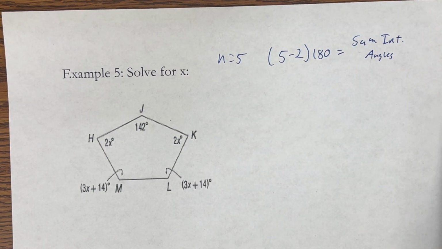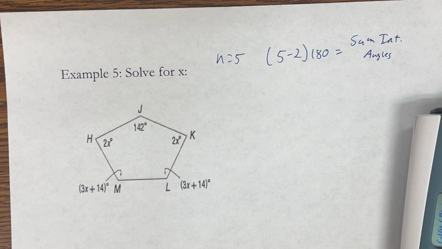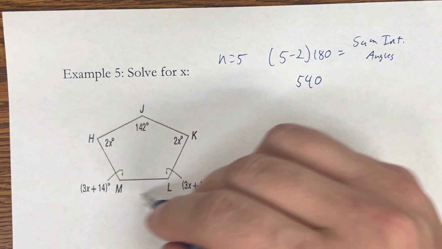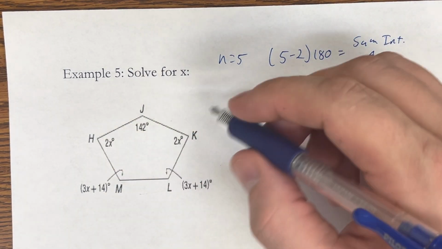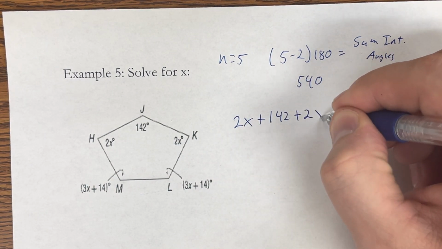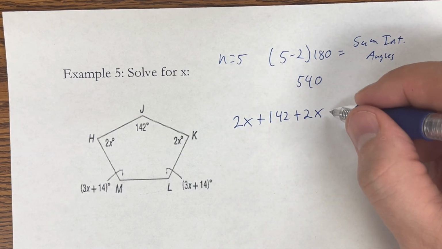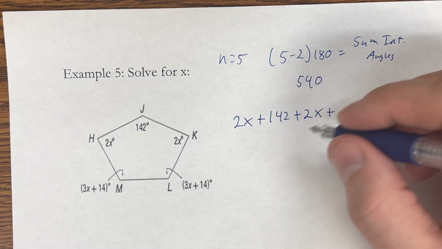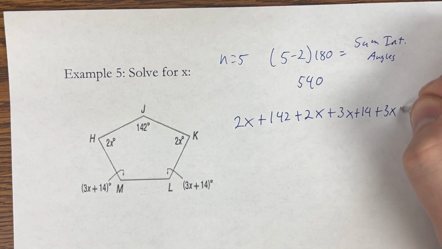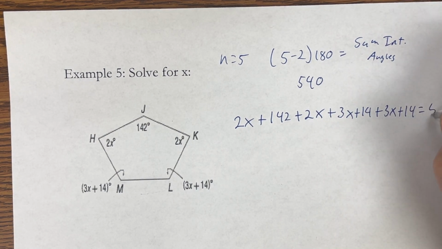All right, so let's see here. We just did that on the last page, it's 540. So all the angles have to add up to 540. So I'm gonna say 2x plus 142 plus 2x plus 3x plus 14 plus 3x plus 14 equals 540.